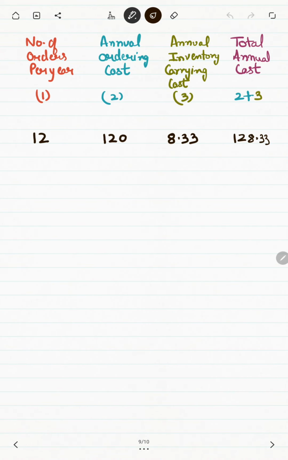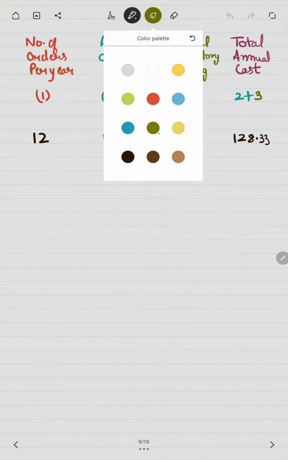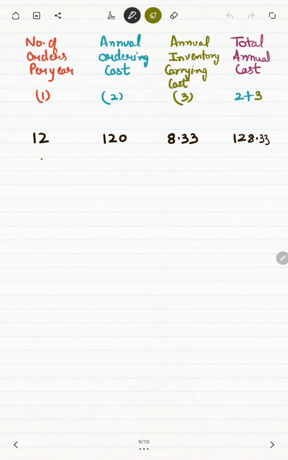So similarly, we can calculate if an order is placed every 2 months. A total of 6 orders will be placed, annual ordering cost 60, annual inventory carrying cost will be 16.66, and total annual cost will be 76.6. So see here the difference if the order is placed every 2 months, you may note the difference.